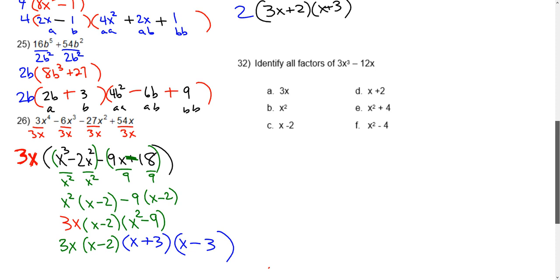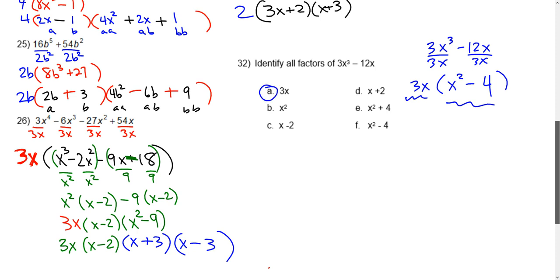So step by step. 3x cubed minus 12x. The first thing I'm going to do is GCF. Looks like the GCF here would be 3x. So 3x parentheses, put the 3x over here. This is x squared minus 4. So that's a factor, and that's a factor. So I'm going to go and circle those. This one's a factor, and this is a factor.